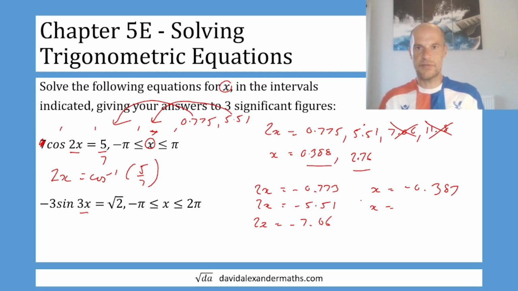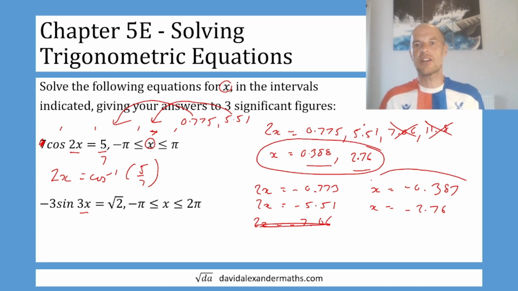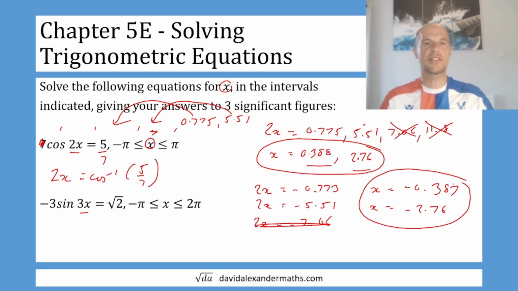And minus 5.51 divided by 2 is negative 2.76. And if I half minus 7.06, that is definitely going to be less than minus 3.14. So that one we can forget about. So we end up with 4 solutions for x. Remember, we're working out solutions for x, not for 2x.